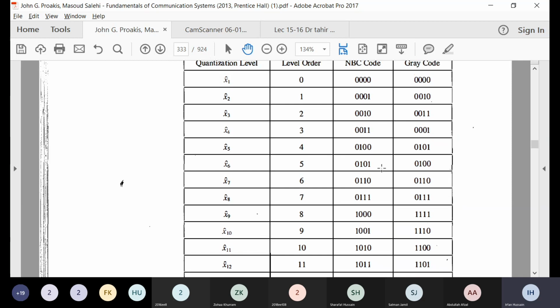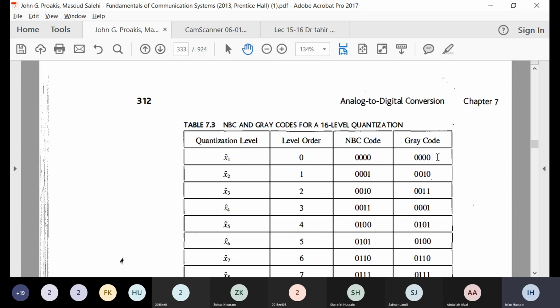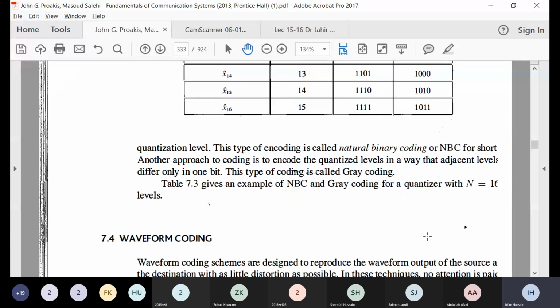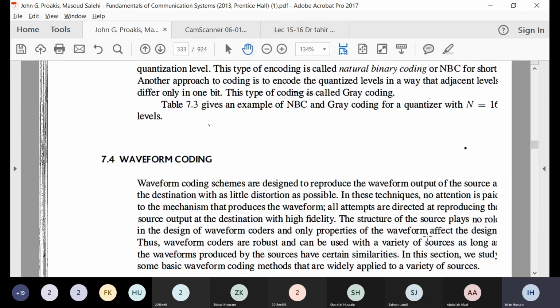Yes, we use gray coding also. In gray coding, we can use a different assignment here. The main thing is that you just make sure that once you go from the first to the second level, there is only one bit of change. So see here, from each level to the next there is a change of only one bit. That is why gray coding is also used like this. So various coding schemes are there.